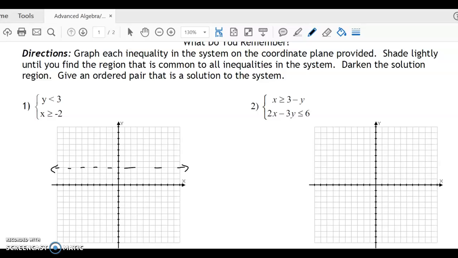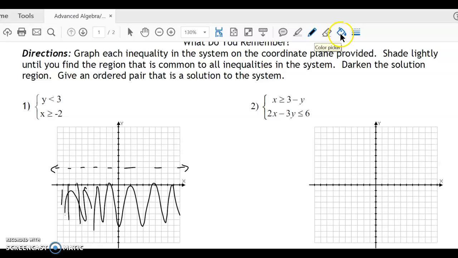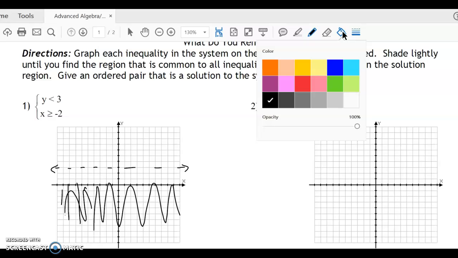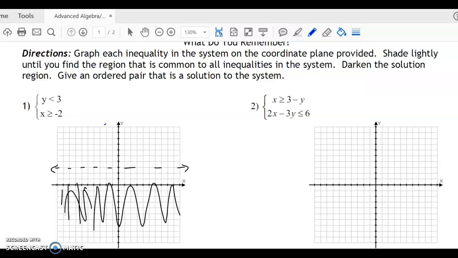Now, if we were shading lightly with our pencil, we would say y is less than 3, kind of all down here. That's not our final solution, so you want to shade really lightly. Now I'm going to actually change colors so that you can see what's going on. And after we do it a few times, I'll show you what yours would look like in just one color.